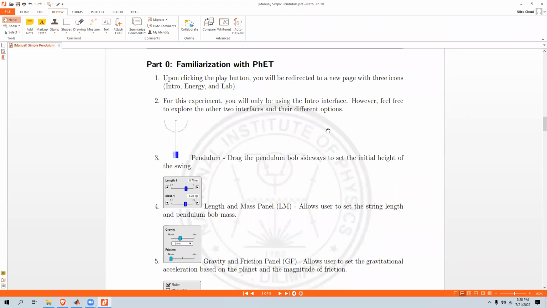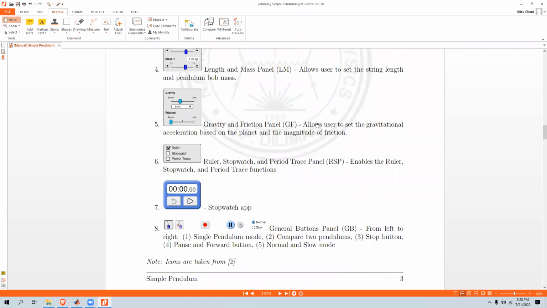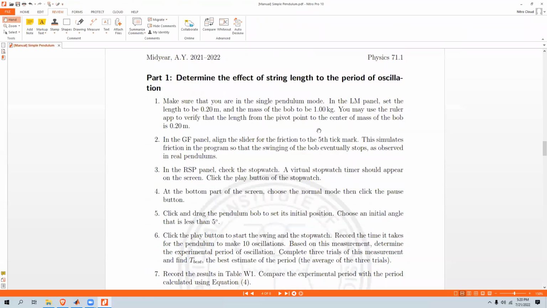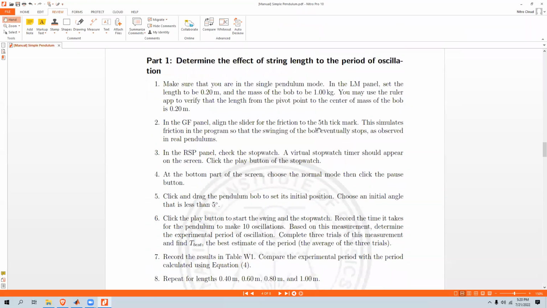You can also read this, but I basically did this part already. So now let's go to part 1: determining the effect of the string length on the period of oscillation. Let's try to make a sample measurement on this part. Make sure you are in the single pendulum mode. So you are already here.